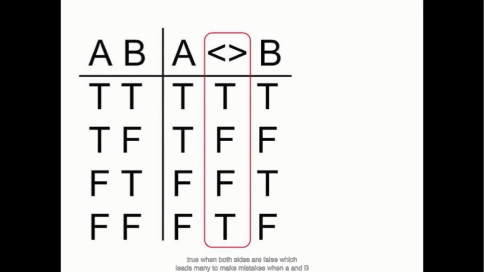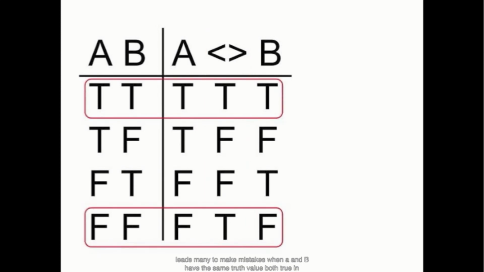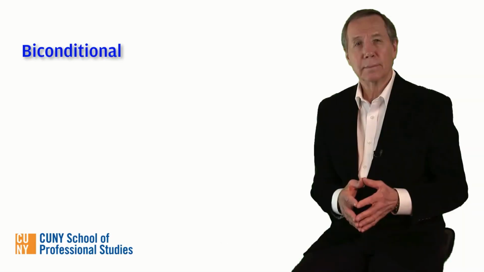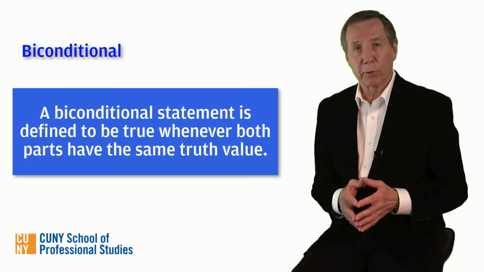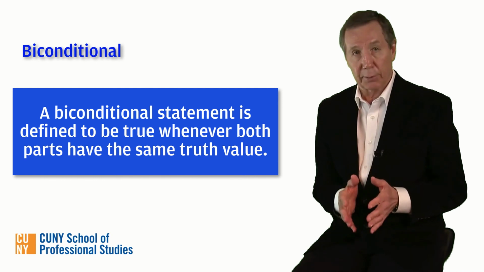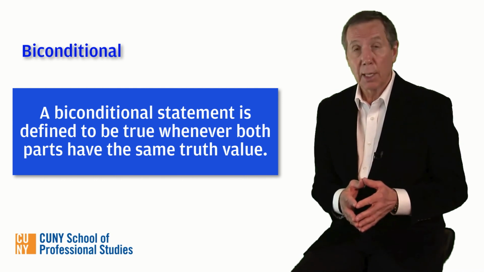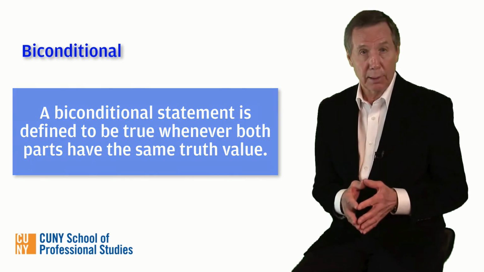When A and B have the same truth value, both true in the first case and both false in the fourth case, the biconditional is true. When A and B have different truth values, when one is true and the other is false in the second and third cases, the biconditional is false. So biconditional sentences are true whenever their members have the same truth value. That is, they are either both true or both false. Otherwise, a biconditional is false.